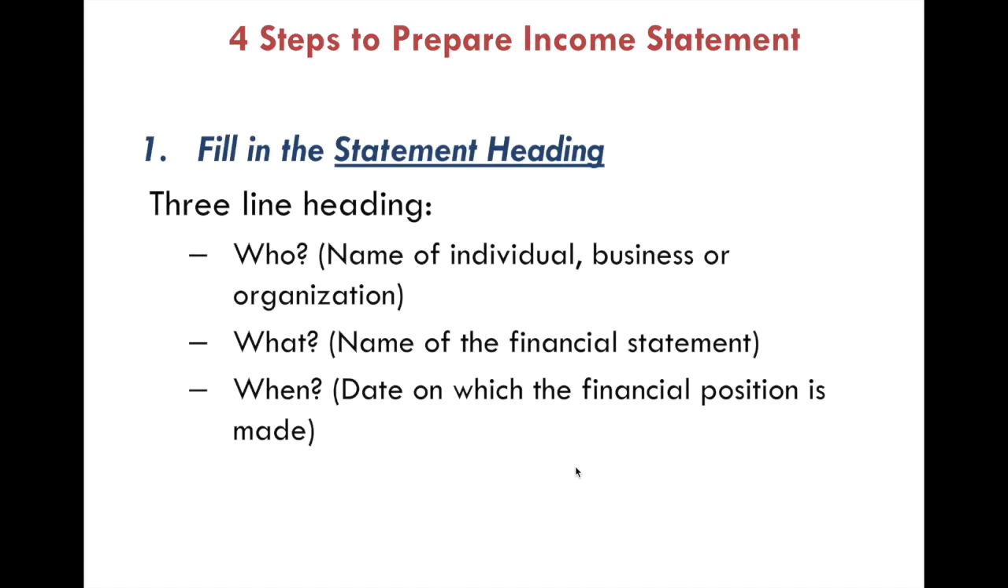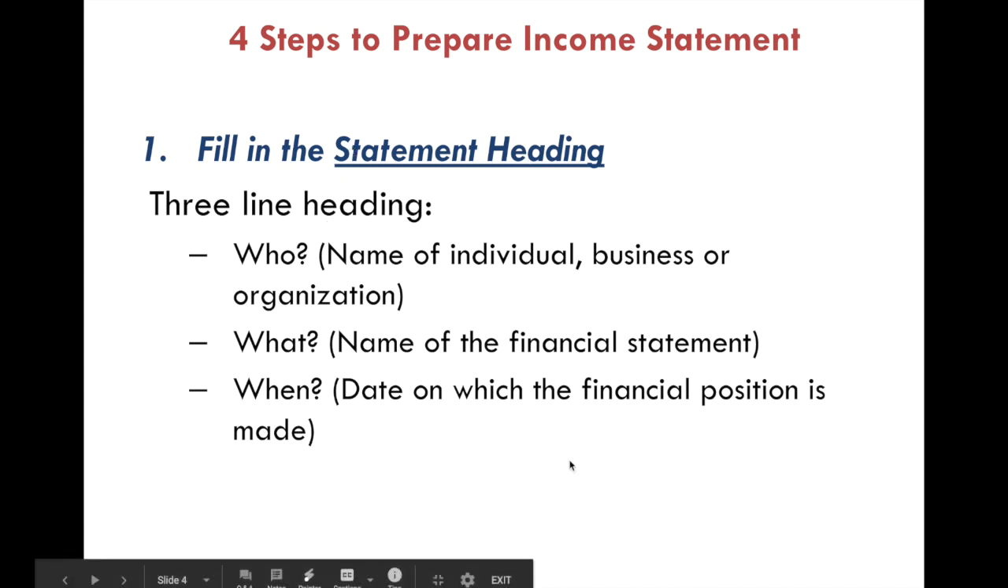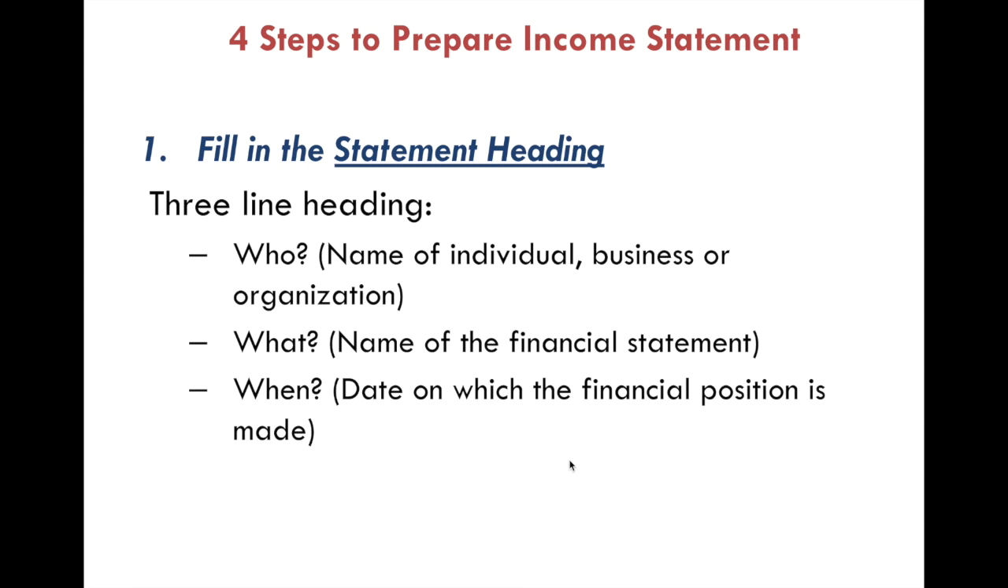All right, 4 steps, not 5, so this is going to be shorter. 4 steps to prepare an income statement. Step 1, fill in the heading. It's the exact same format as a balance sheet, which is kind of nice, isn't it? We don't have to do a different style. 3 lines, who, what, when. Very straightforward, exact same thing. Except we write income statement and not balance sheet, but I'm sure you guys realize that.